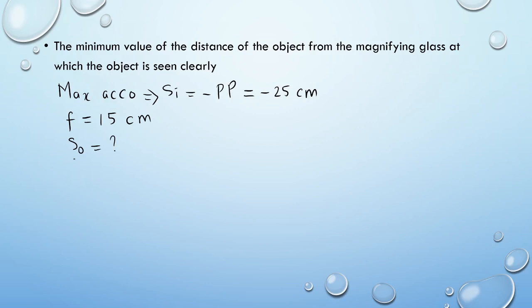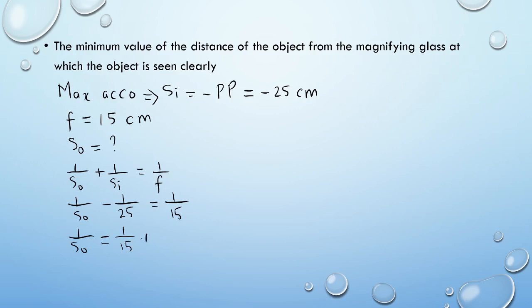So, let's use the general equation: 1 over SO plus 1 over SI equals 1 over F. 1 over SO minus 1 over 25 equals 1 over 15. So 1 over SO equals 1 over 15 plus 1 over 25.